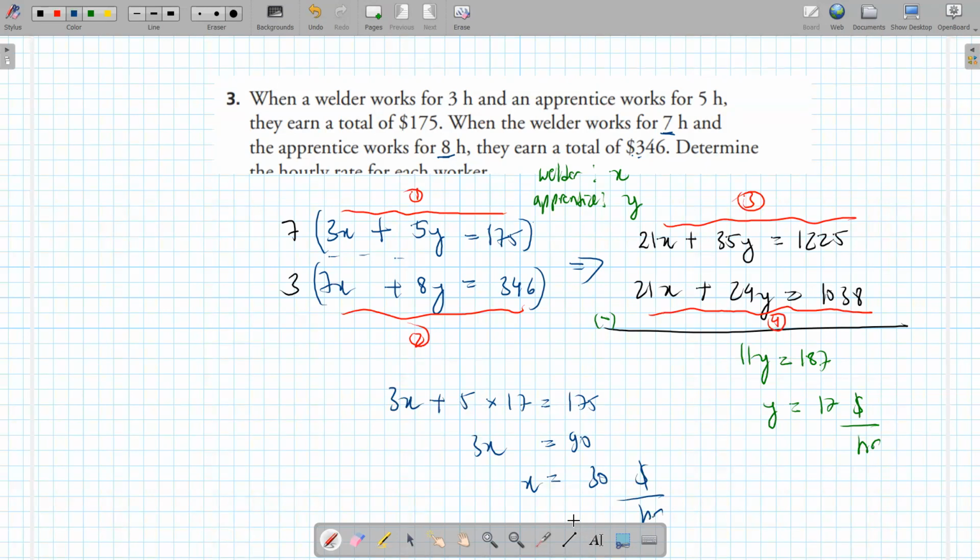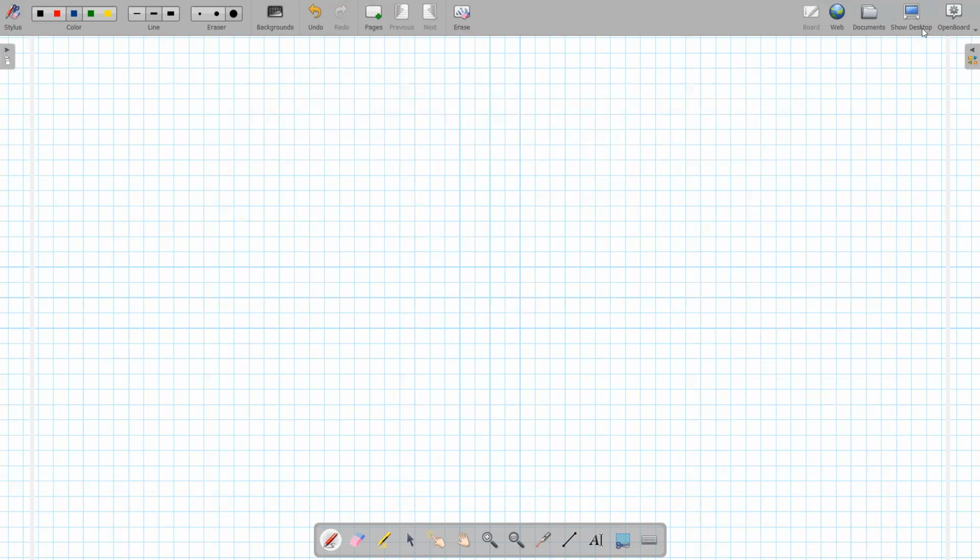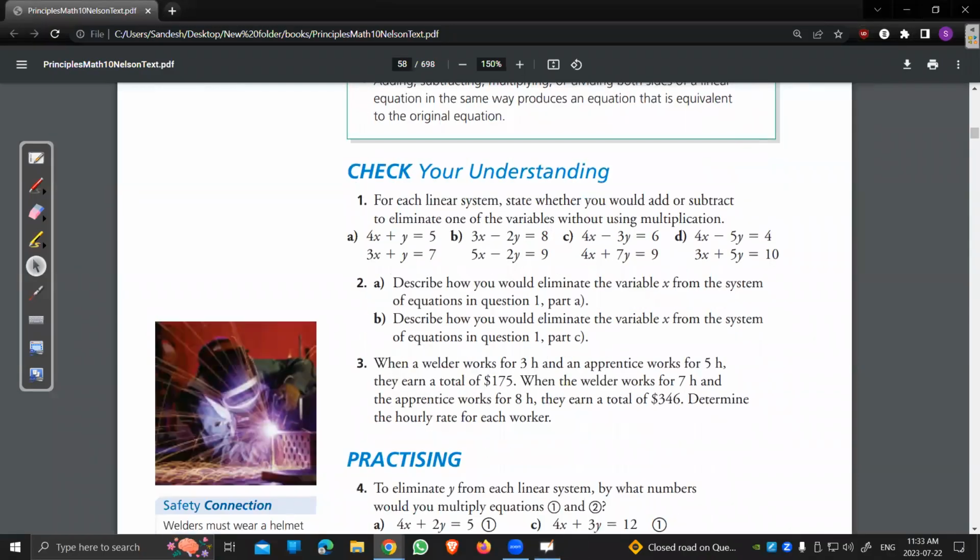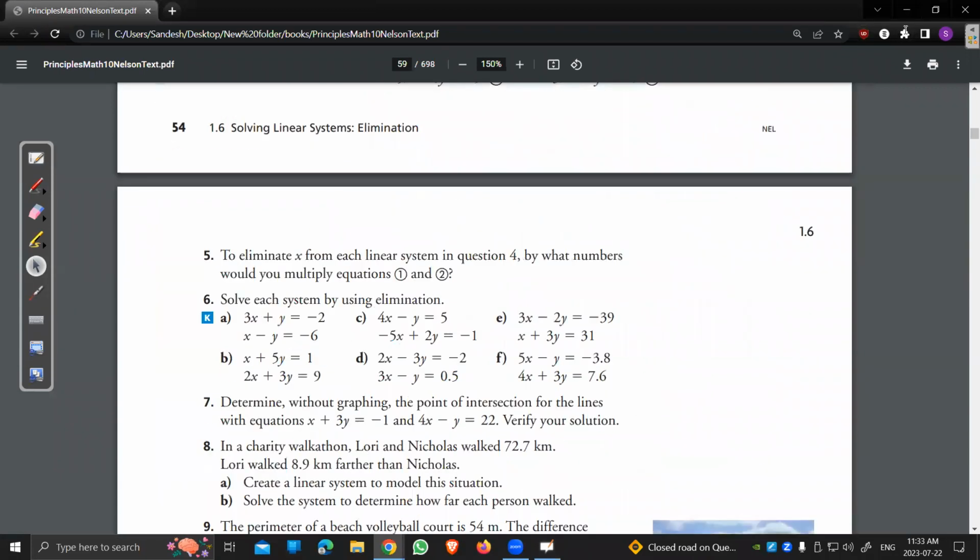And just check if everything adds up. You can quickly check if you've done this right. If you plug it here, 30 times 3, that's his rate. The other guy's rate is 17 times 5, and that does add up to 175. It makes sense because the welder should be earning more, and both the rates are positive. It doesn't necessarily have to be a whole number.